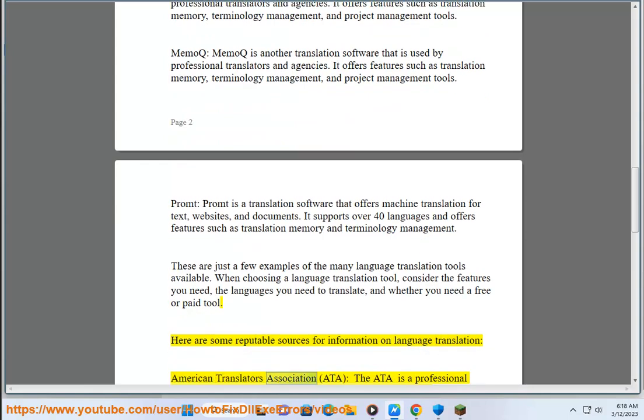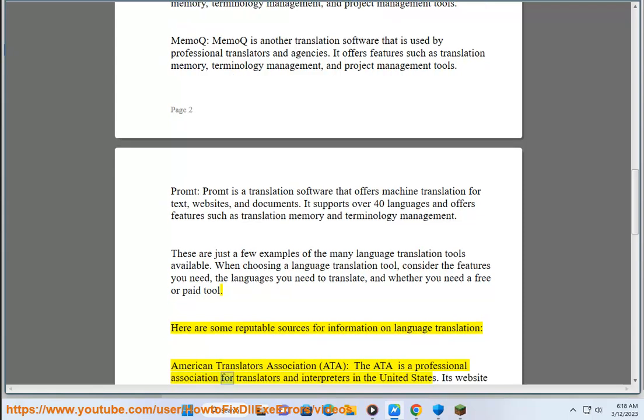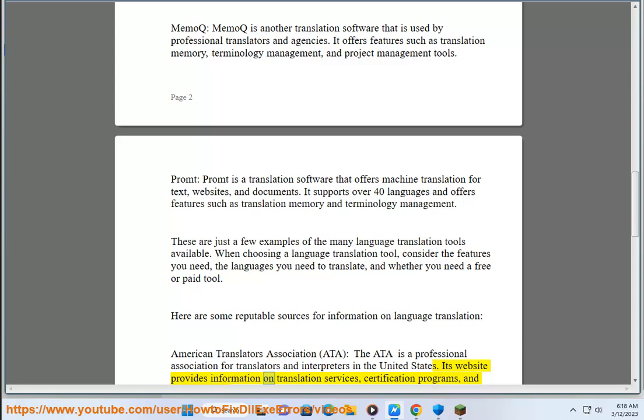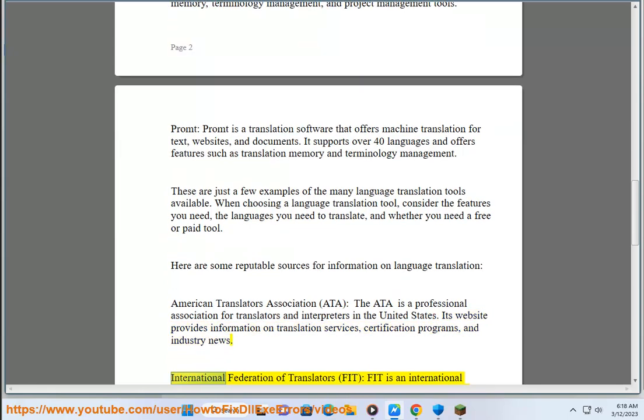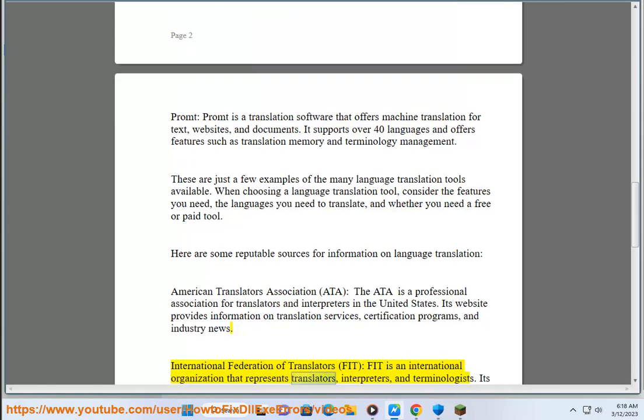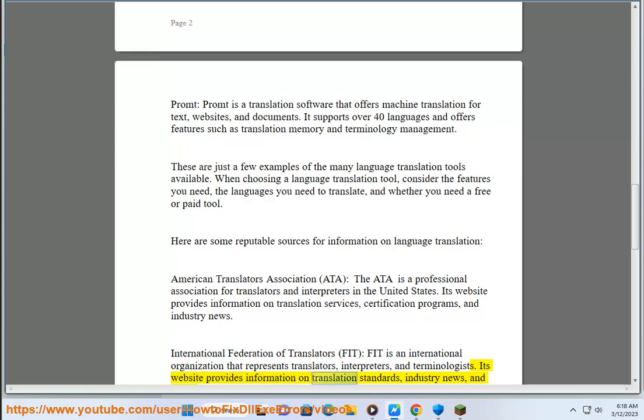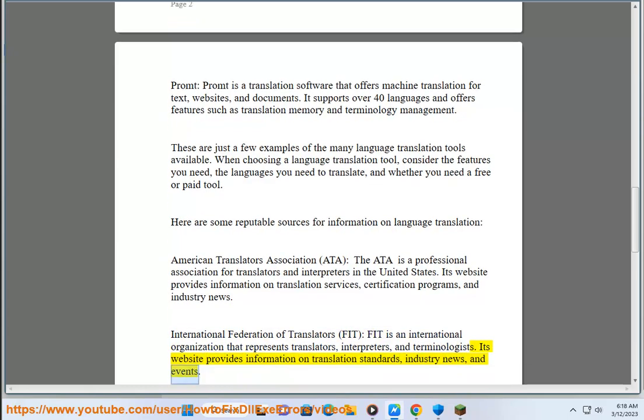American Translators Association, ATA. The ATA is a professional association for translators and interpreters in the United States. Its website provides information on translation services, certification programs, and industry news. International Federation of Translators, FIT. FIT is an international organization that represents translators, interpreters, and terminologists. Its website provides information on translation standards, industry news, and events.